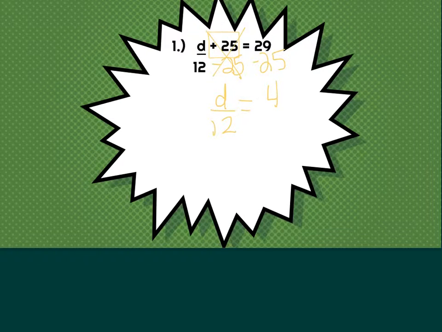Then you need to undo the division. And you have a positive 12, so you're going to multiply times a positive 12, both sides. The 12 cancels out, that leaves D, and we have a positive 4 times a positive 12, which is a positive 48. Your answer is D equals 48.